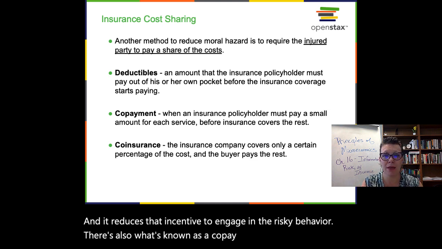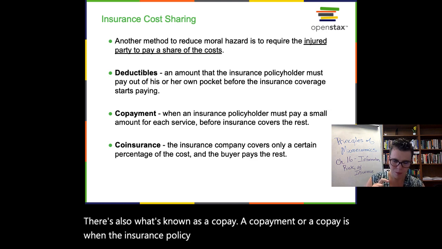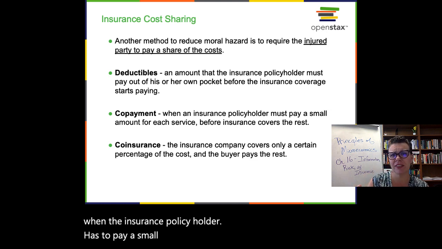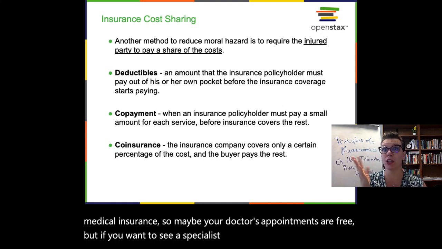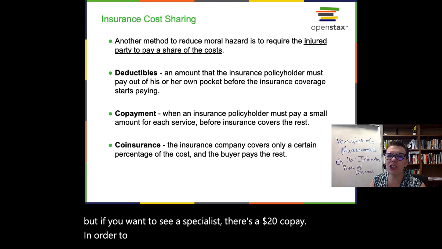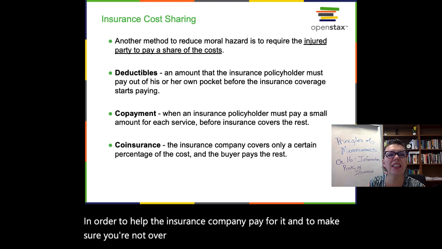There's also what's known as a copay. A copayment or a copay is when the insurance policy holder has to pay a small amount for a service. We see this a lot with medical insurance. So, you know, maybe your doctor's appointments are free, but if you want to see a specialist, there's a $20 copay in order to help the insurance company pay for it and to make sure you're not over-consuming the insured behavior.